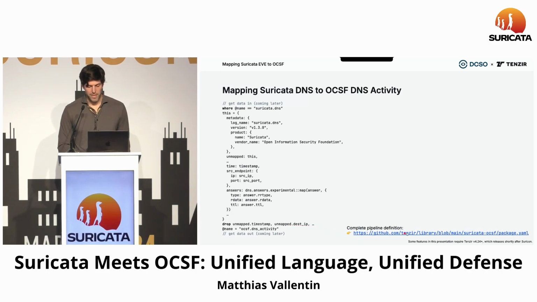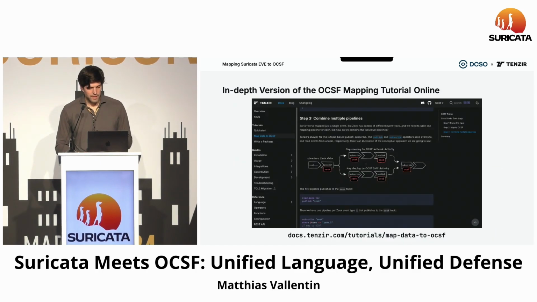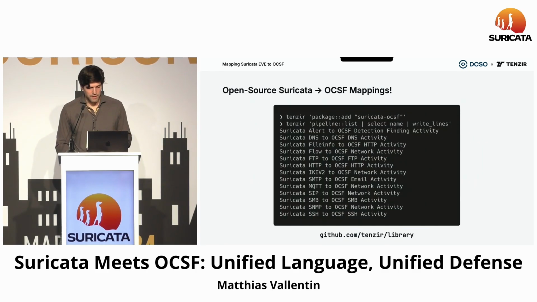And we have this pipeline in depth here in our GitHub repository. The way to really think about this is we only care right now about the transformational aspects, not so much about the source and the sink. We'll get back to that later. We also have an in-depth version on how to write these mapping pipelines in our docs. And the open source package that we have for mapping Suricata to OCSF has these types of events already mapped. And this is the decoupled expression that basically shows you what's already there.